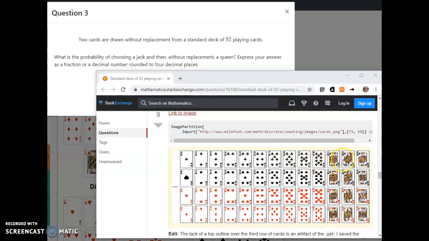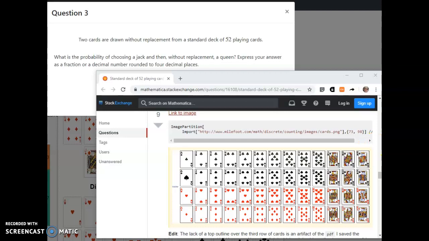When we move to the second draw, however, we still have 4 queens we could get, so it's similar to the first draw. The difference is because one of the jacks is now sitting in our hand, there's only 51 cards to choose from. One of those 52 cards has been removed as an option, so our chance of getting a queen is actually a little bit better on that second draw. It's 4 out of 51, 4 divided by 51.